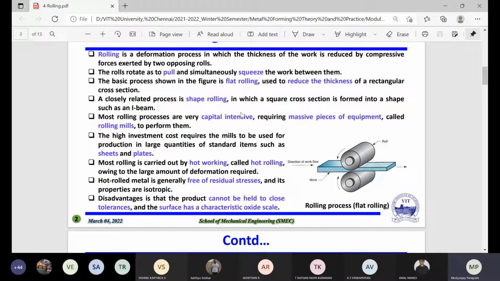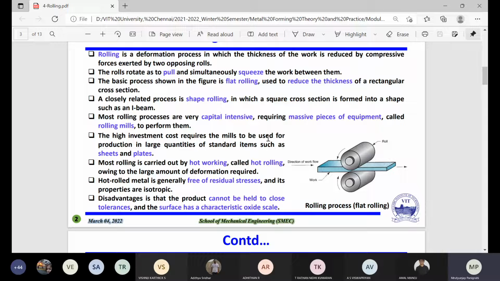A closely related process is shape rolling. Sometimes we cannot get proper accuracy with flat rolling, but with shape rolling you find the accurate size, like precision forging, which we discussed in forging. After flat rolling you will not find the accurate shape, but in shape rolling a square cross section is formed into a shape such as an I-beam. If you want to prepare an I-beam or another section such as a T section, you can use the shape rolling process.